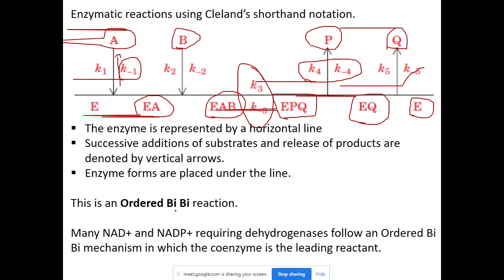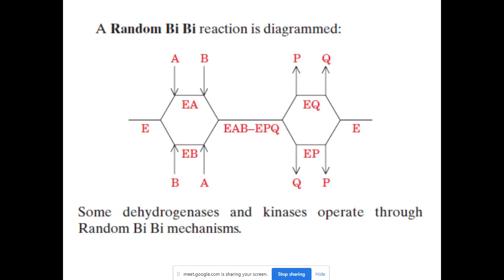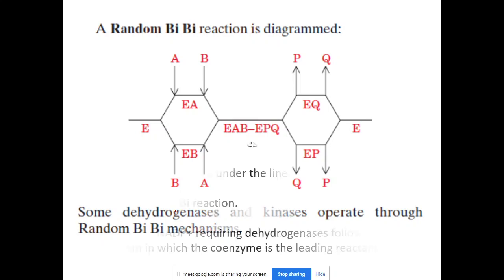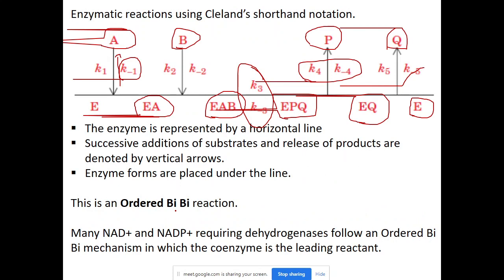Many redox reactions, that is those involving NAD plus and NADPH, requiring dehydrogenases, follow the ordered bi-bi mechanism in which the coenzyme is the leading reactant. Now, what is the random bi-bi? This is the orderly, compulsory order. You can see the compulsory order here: A coming, B coming, then P leaving, and Q leaving. If you remember, I said initially that before the first product is formed or released, both substrates must come and bind to the enzyme. That is the requirement for the ordered bi-bi reaction.